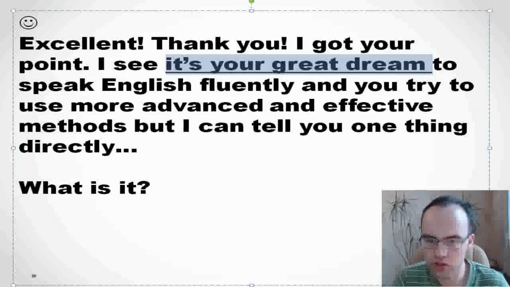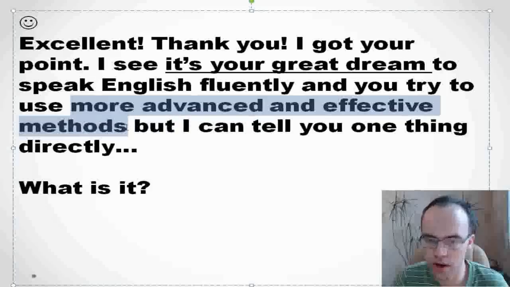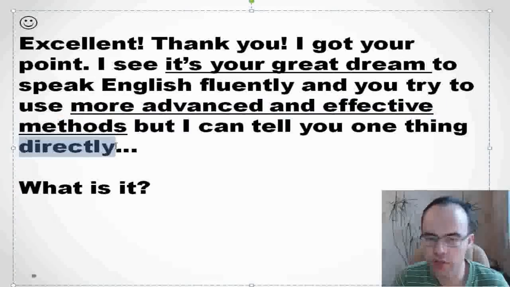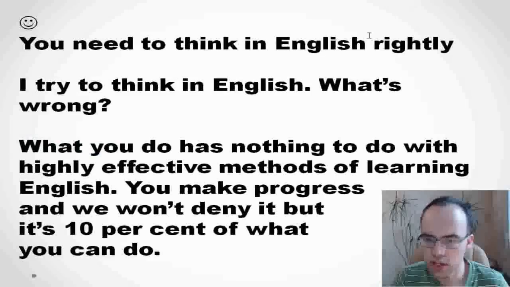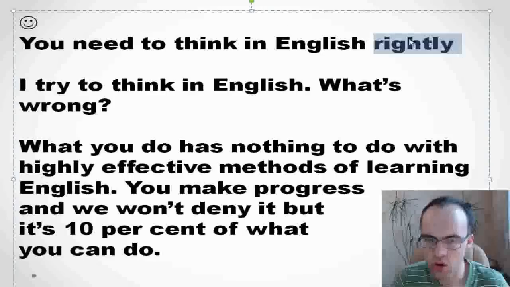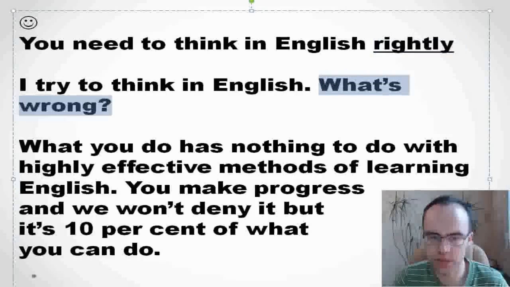And you try to use more advanced and effective methods. More advanced means better and modern methods and effective methods which really work. But I can tell you one thing directly. I'll tell you one thing directly. What is it? You need to think in English rightly or correctly. I tried to think in English, what's wrong? So what's wrong or what's the problem?